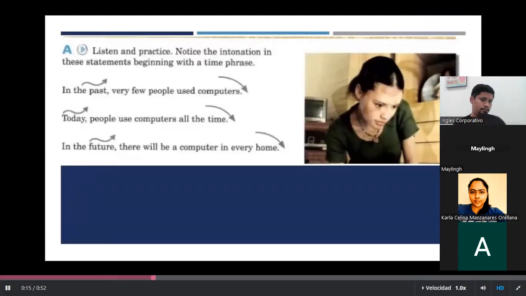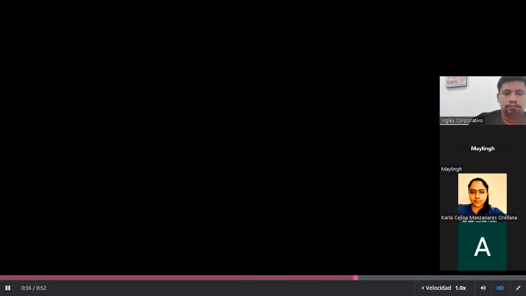Part A. Listen and practice. Notice the intonation in these statements beginning with a time phrase. In the past, very few people used computers. Today, people use computers all the time. In the future, there will be a computer in every home.